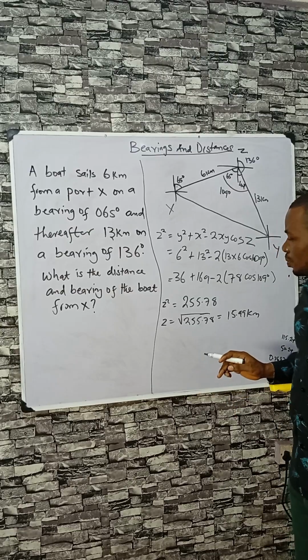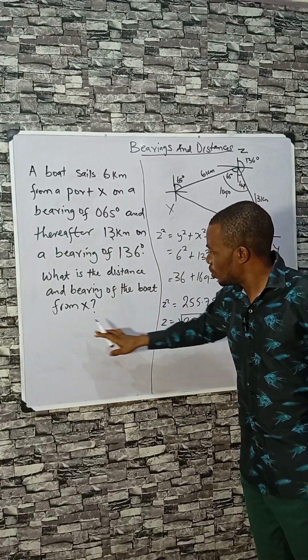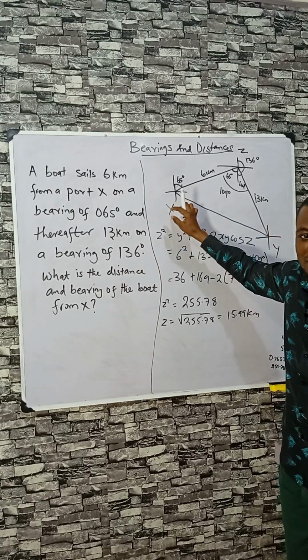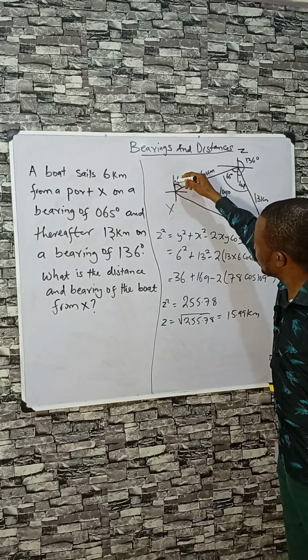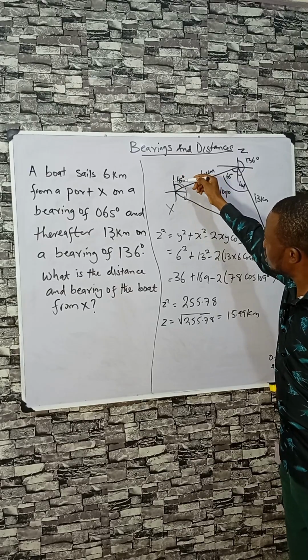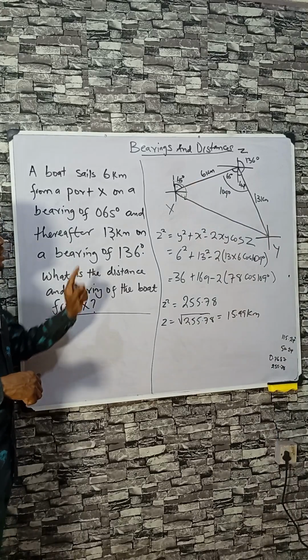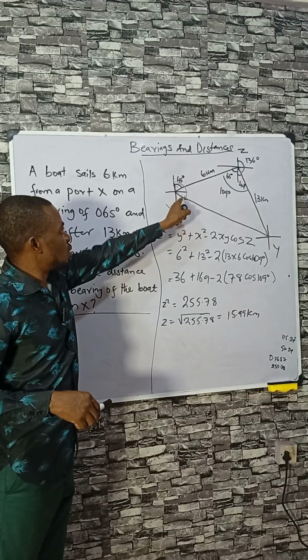Let's find the bearings. The bearing of the ship from X, this is where the ship is. How can we locate the ship now from where it started? It's just from here to here. That means we are going to add 65 to the angle that is here. Let's use sine rule to find the angle. We are looking for this angle here, the small angle there.